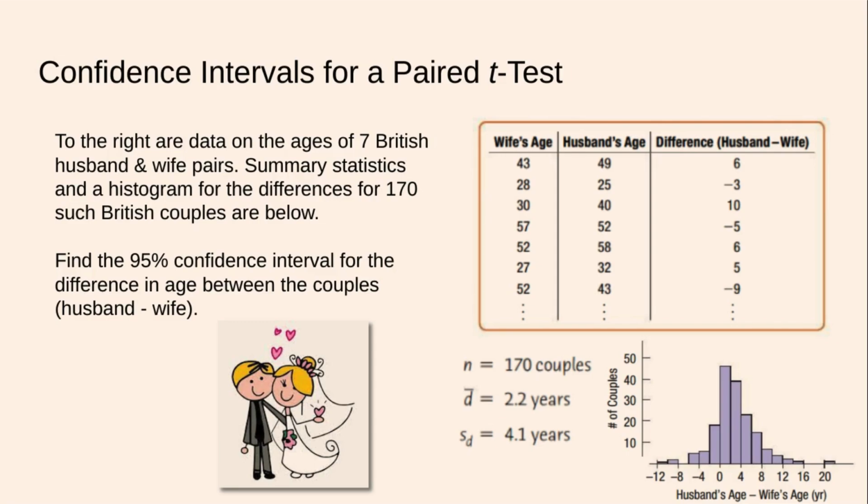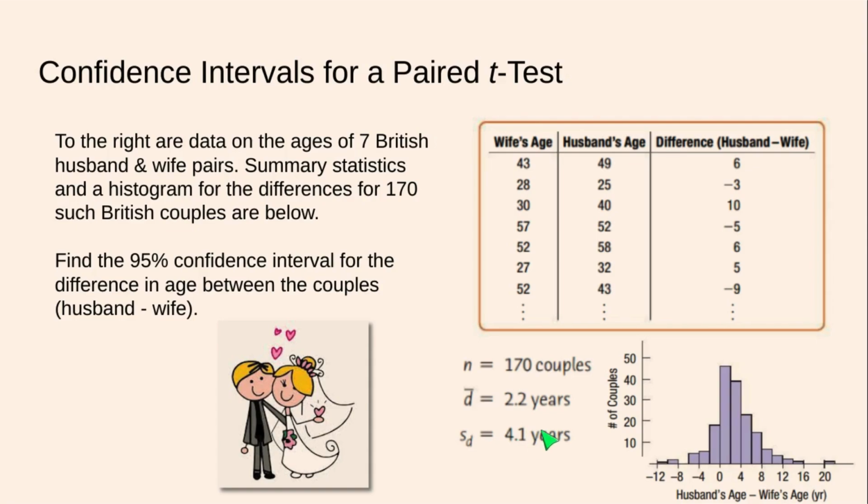Okay? So we have a table over here giving us an example of 7 values. You have the wife's age, the husband's age, and the difference, and it's specifically husband minus wife. And here's the husband minus wife ages. So we have a sample size of 170, an average difference of 2.2 years considering these data values and all 163 others, and a standard deviation for our sample for the differences of 4.1 years.